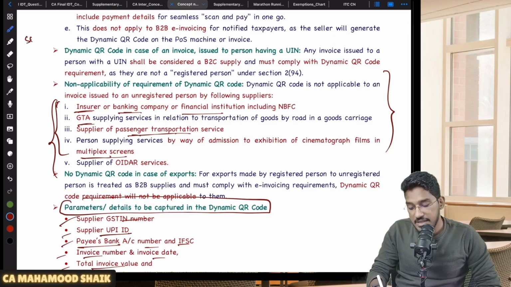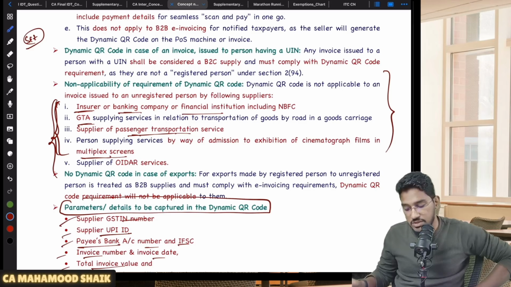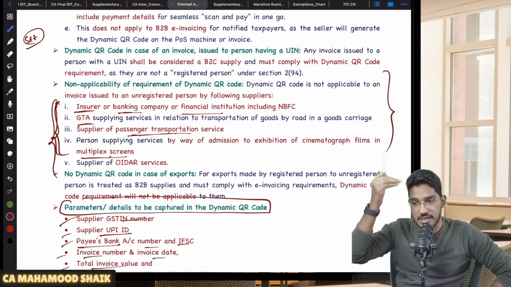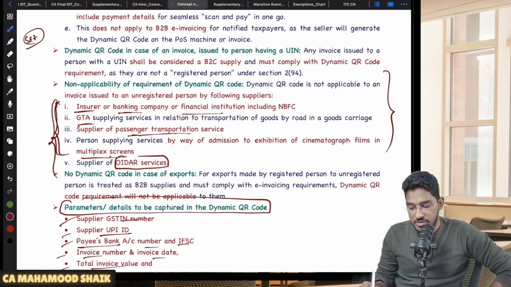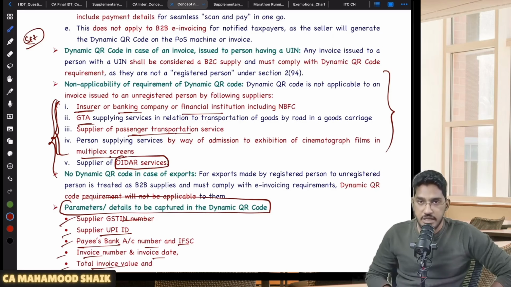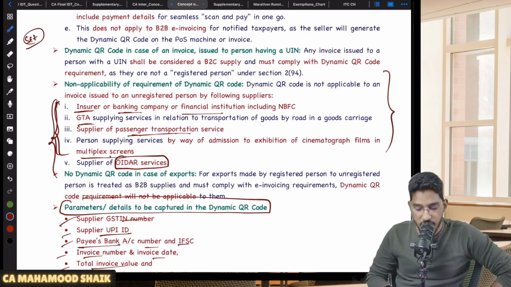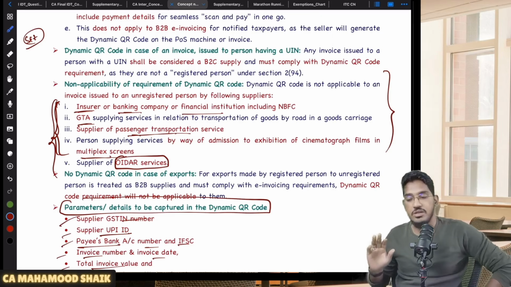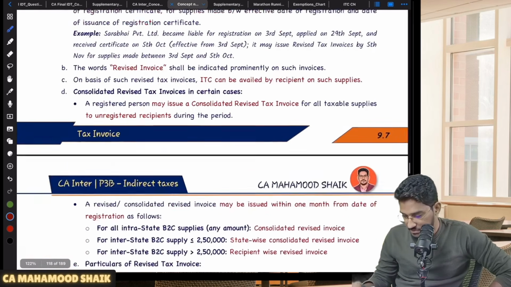But for e-invoicing, they say SEZ units, but that relaxation is not given here. SEZ units are not in the list of exemptions from dynamic QR code, but SEZ is there in the e-invoicing exemption. These 4 are common: insurer, GTA service provider, passenger transportation services, multiplex screens. This list is there for e-invoicing exemption as well as dynamic QR code exemption. And here one more item has been added: OIDR service provider. OIDR services, online information database access and retrieval services, are not important for CA Inter; we will learn them at the CA final level. Even OIDR service providers are exempted from dynamic QR code requirements. Clear? Right. So these are some things which are important from the exam perspective.